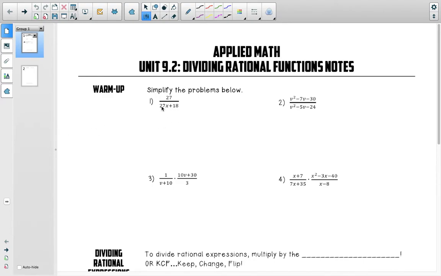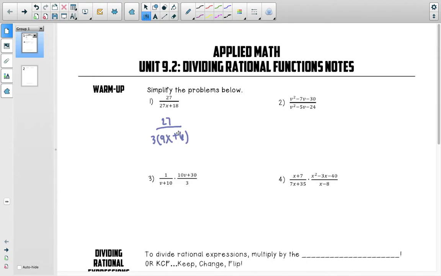If there's more than one term on the bottom, you're most likely going to have to factor. So in this case, you have to see if anything 27 and 18 have in common. 27 and 18 both have a 3 in common. So we can take a 3 out of the bottom, and that would leave us with 9x plus 6. Well, but you actually can take more out.